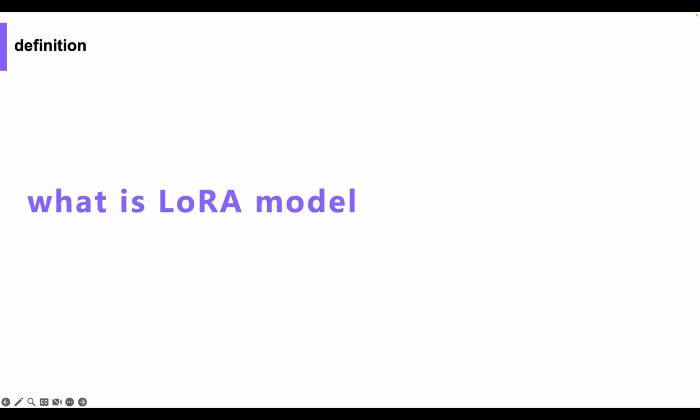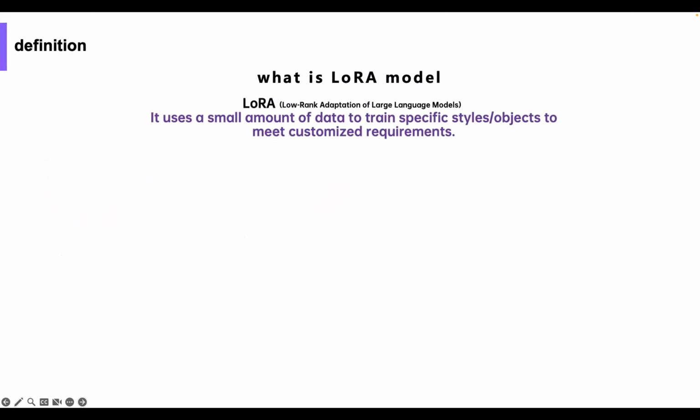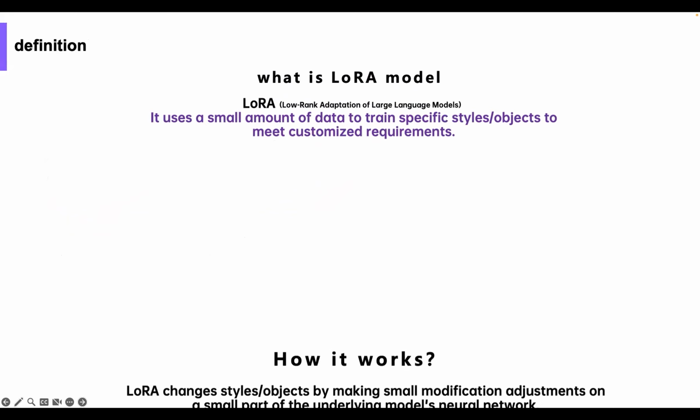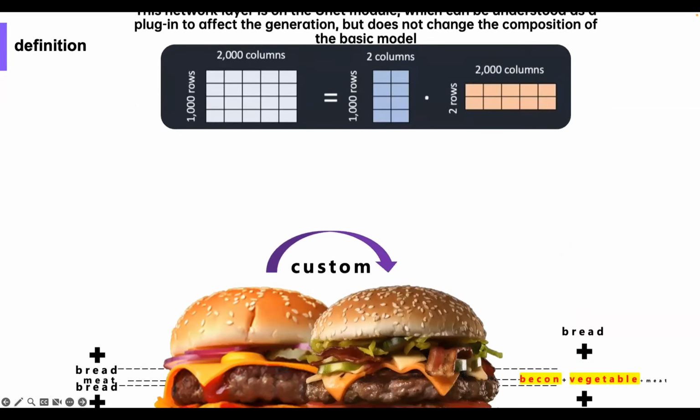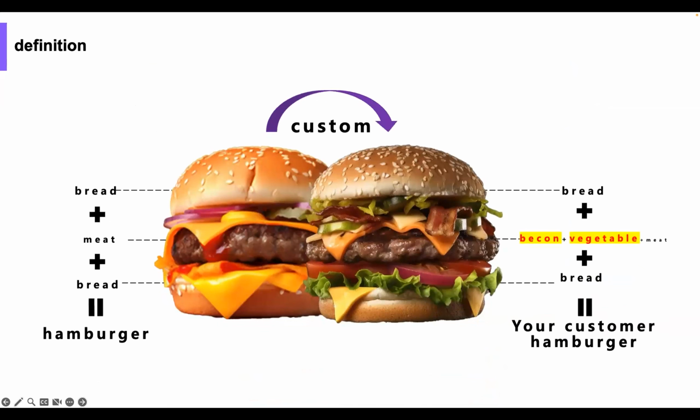And what is a LoRA model? The definition of the LoRA model is using a small amount of data to train a specific style or object to meet customized requirements. LoRA stands for low-rank adaptation of large language models. How it works is that it can change the style or object by making small modification adjustments to a small part of the underlying model in the neural network. I'll give you a very small example, like this kind of hamburger.